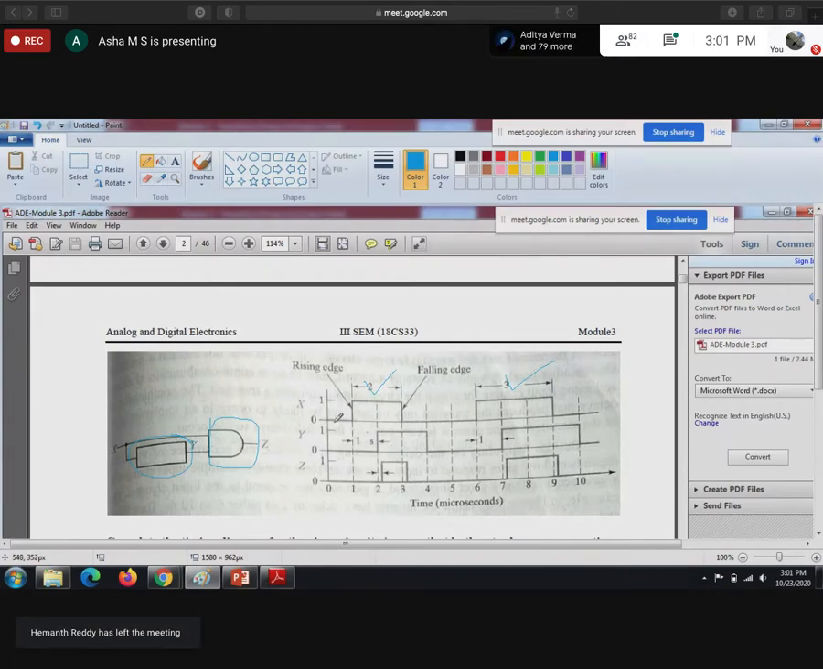Correct, right? See here, for the first 1 microsecond, the value of X is 0. So when you give 0 to the delay element, it will give 0 only. At time 1, the value of X changed from 0 to 1.